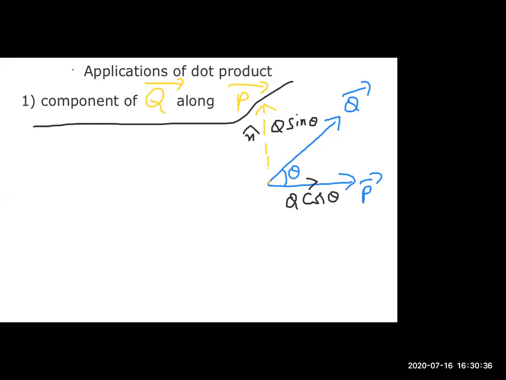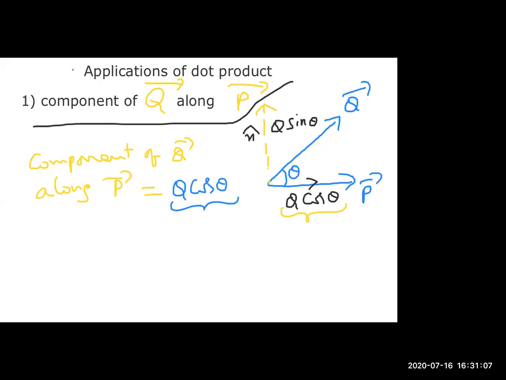Observe here, what is Q cos theta? Q cos theta is nothing but the component of Q bar along P bar. So according to our question, what they are asking is nothing but the component of Q bar along P bar, which is nothing but Q cos theta. Here you can observe two components: one component is Q cos theta, the other component is Q sin theta.